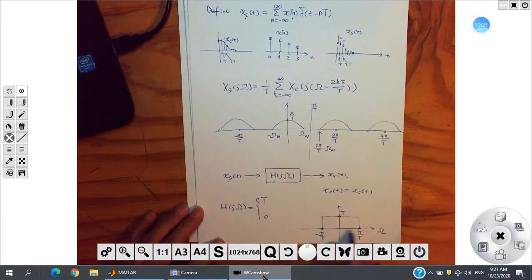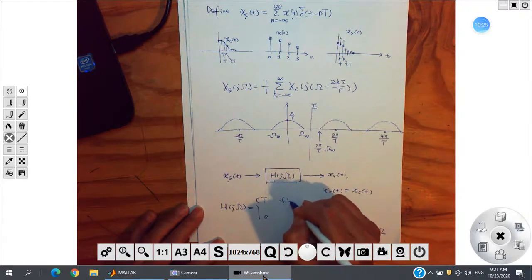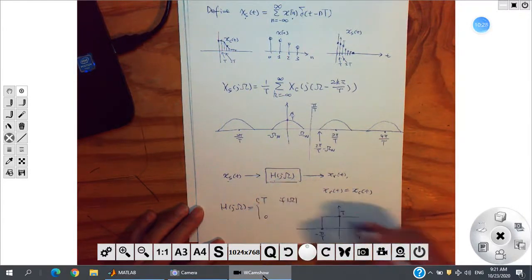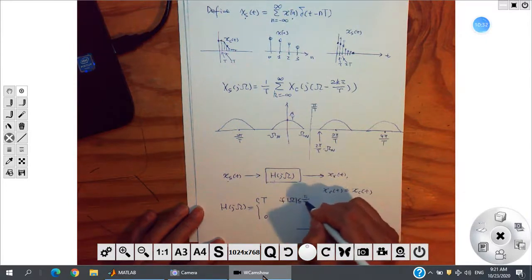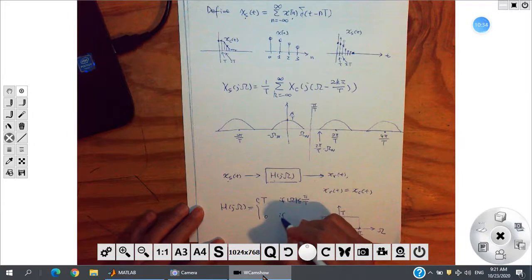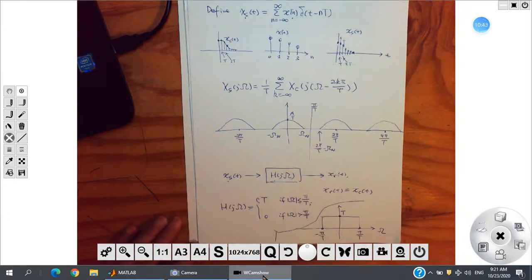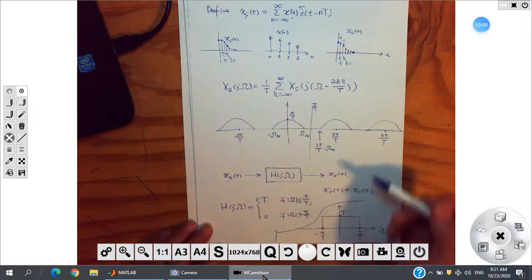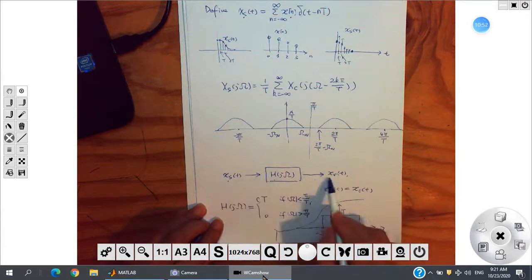So this is H. H will equal T or 0. When omega is in this period, that is, if the absolute value of capital omega is no more than, or maybe equal to, pi over T, and this is the other side, omega larger than pi over T. So this is H. We restore in this way.